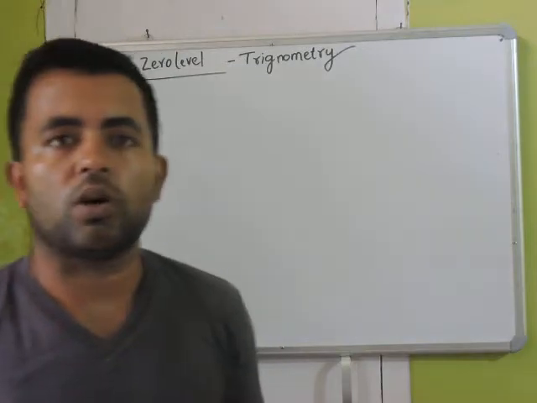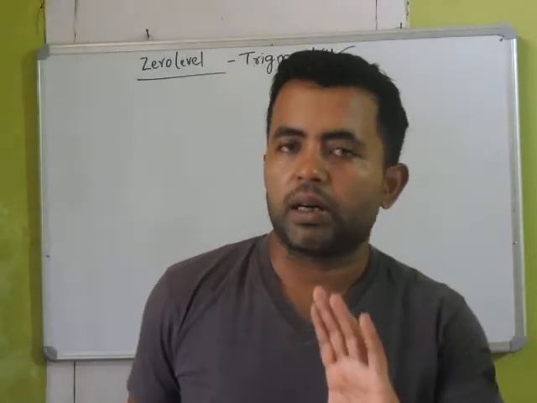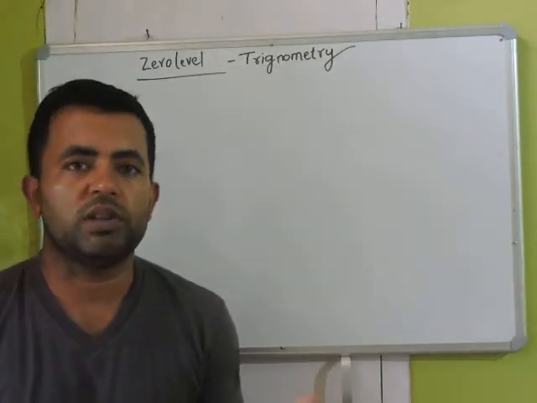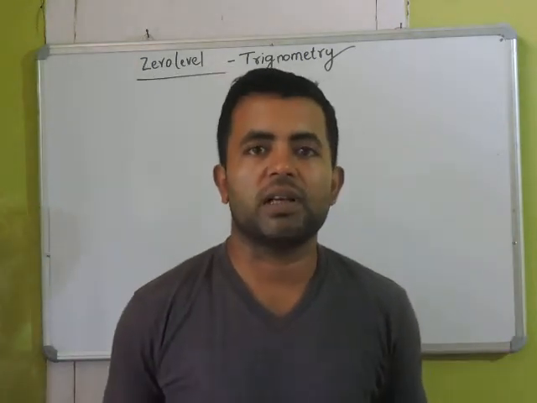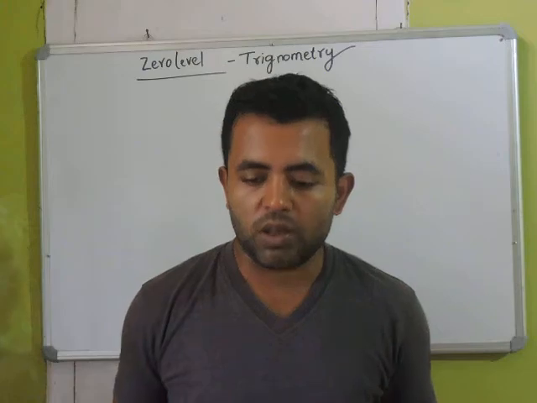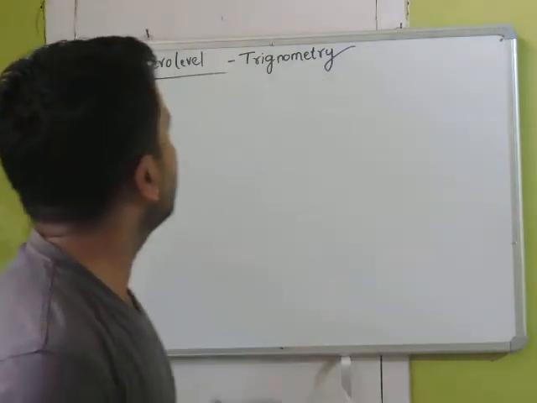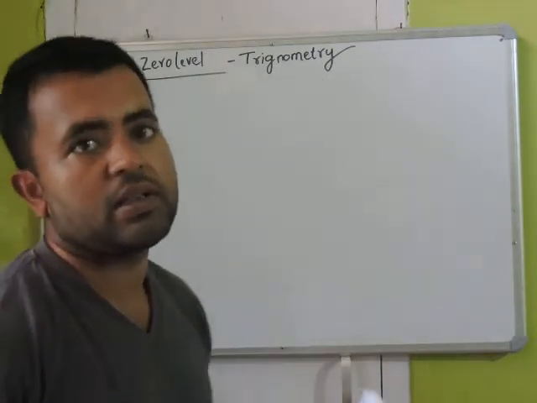Today we are going to talk about the minimum trigonometry that you need in class 11 science physics. Okay, so we need some trigonometrical aspects. So we are going to call this class a zero level trigonometry class for 11 science physics.